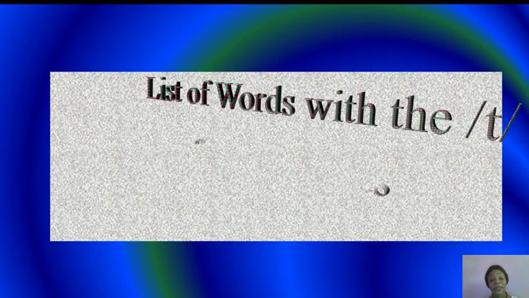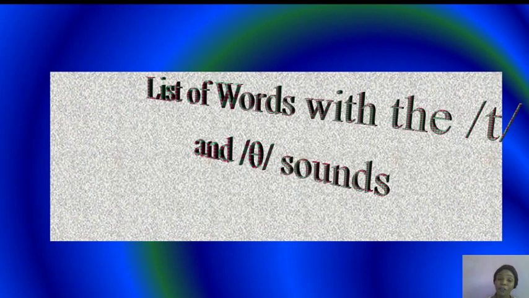So let's go over to the next specific objective, which is the fourth specific objective: list of words with the t and the soft th sounds. Let's look at a list of words with the t and the soft th sound. Now we have here the word both.